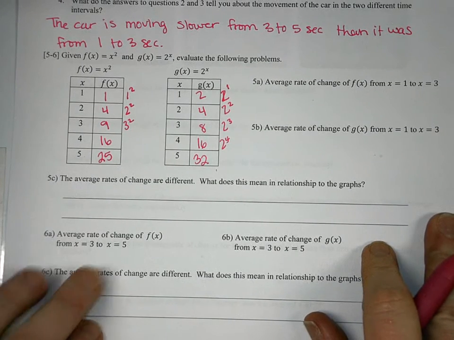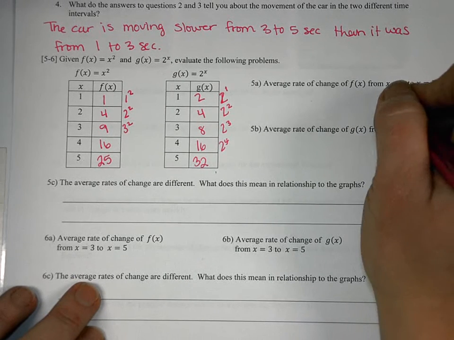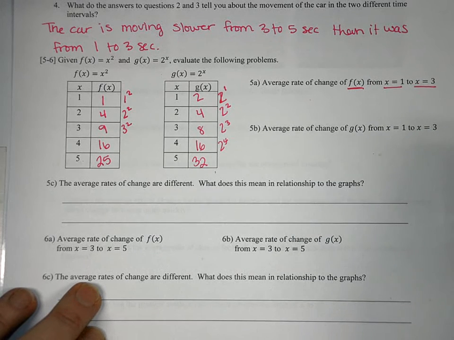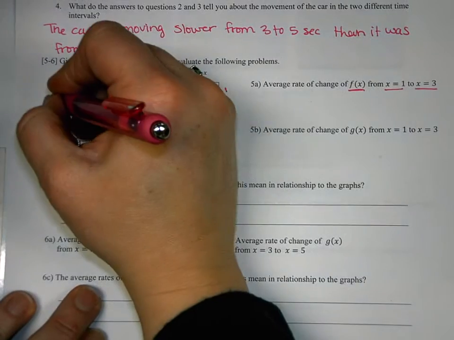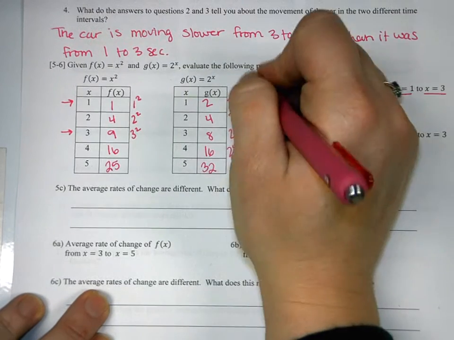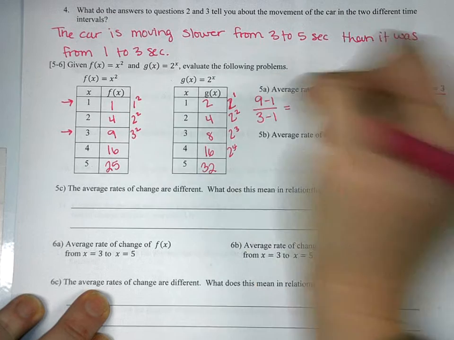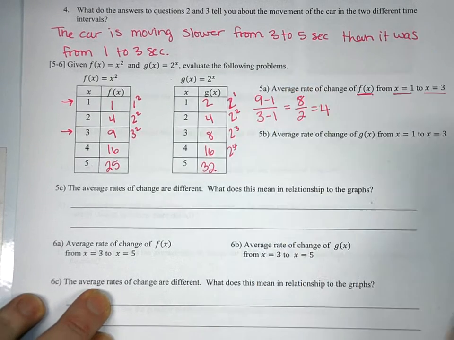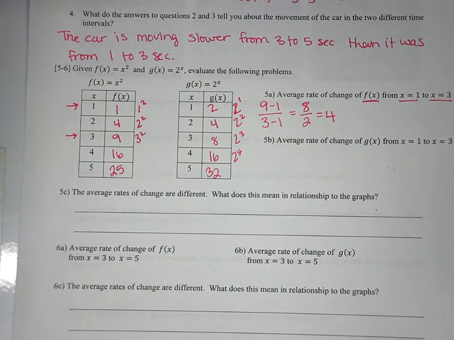Number 5a says, what is the average rate of change of f, so we're looking only at f right now, from 1 to 3. Which ordered pairs are we using? We're using (1, 1) and (3, 9). So 9 minus 1 over 3 minus 1. That'll give us 8 over 2, or 4. We don't have any units here because we don't have any kind of situation. These were just 2 functions.